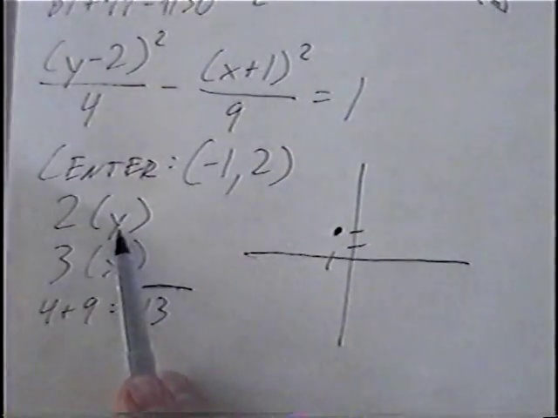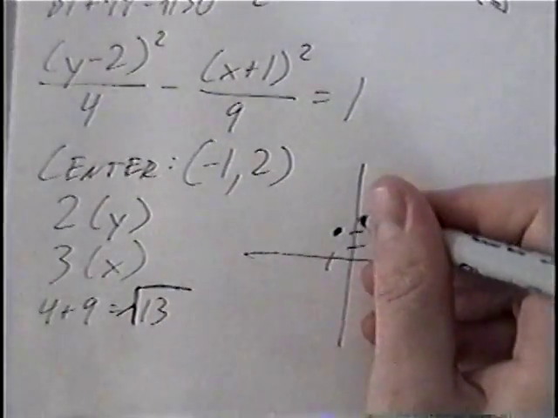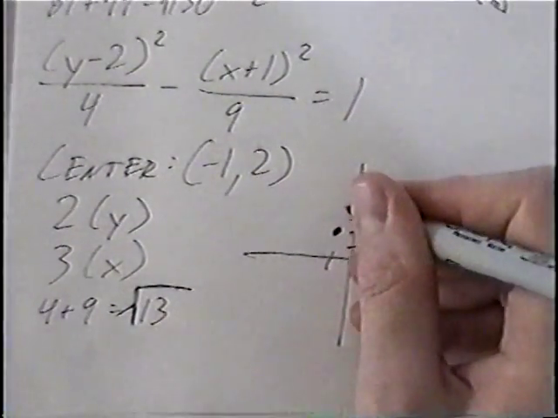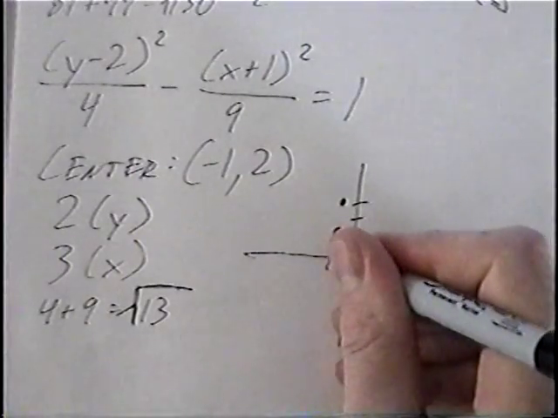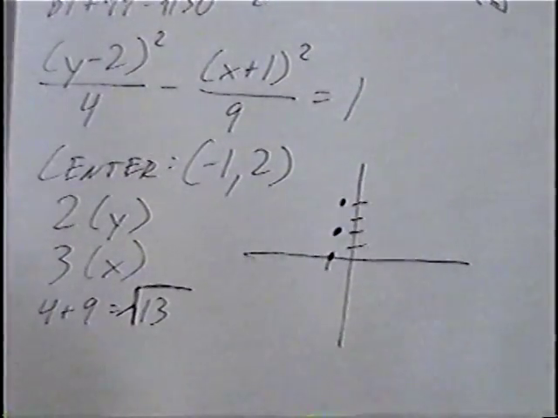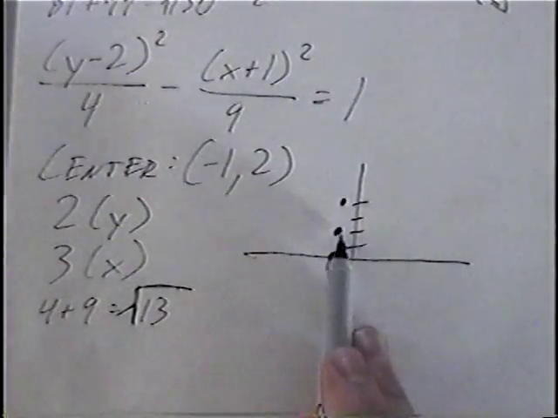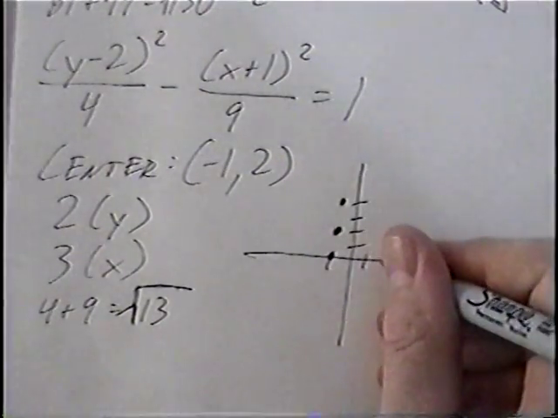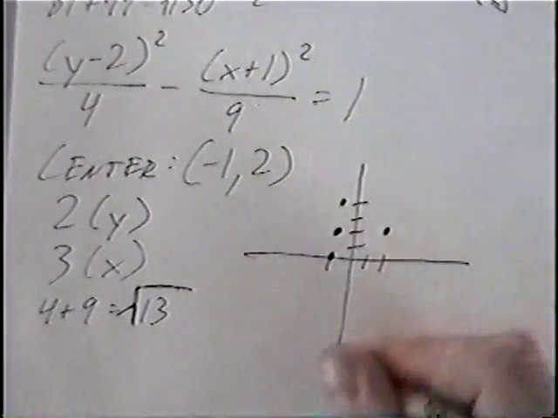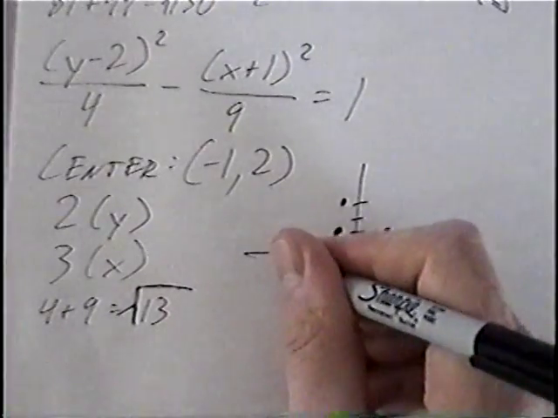We're going to go 2 units in the y direction, so that would be 2 units up and 2 units down. We'll go 3 units in the x direction from the center, so 3 units to the right and 3 units to the left.